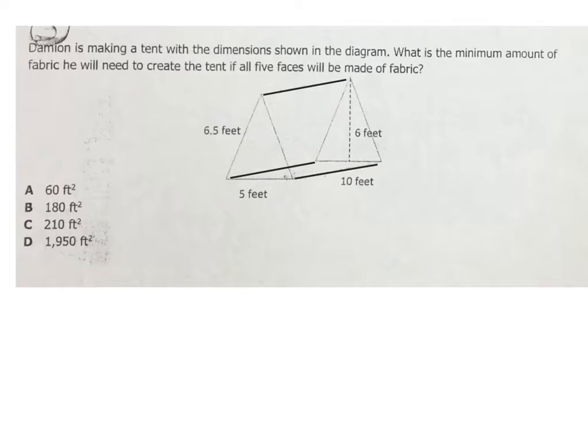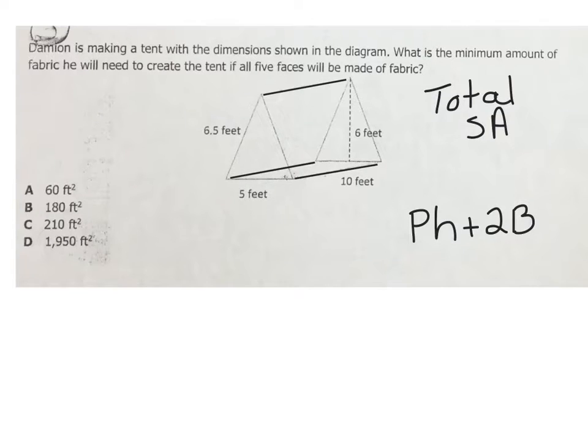that means all of the faces, all 5 of the faces. So that whole thing is going to be total surface area, and it's a triangular prism, so we know that this is total surface area. We've done that in the past couple of problems. So total surface area: BH plus 2B. We need the perimeter of the base, the area of the base, and then the height.